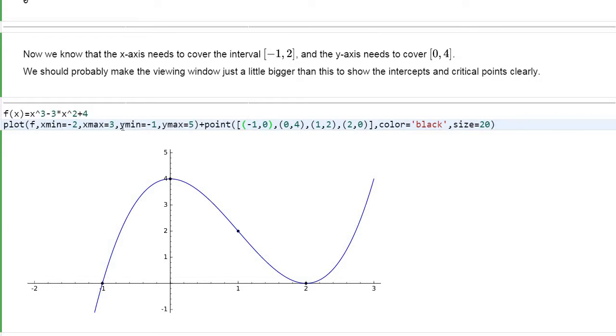Feel free to just copy and paste this if you want, then just change the numbers in these points for your assignment. I like to use black and size 20. If that's too small for you, you can make it bigger. This size will change the size of the dot. And if you want a different color, that's fine. You can change the color of the plot of f too if you want to.